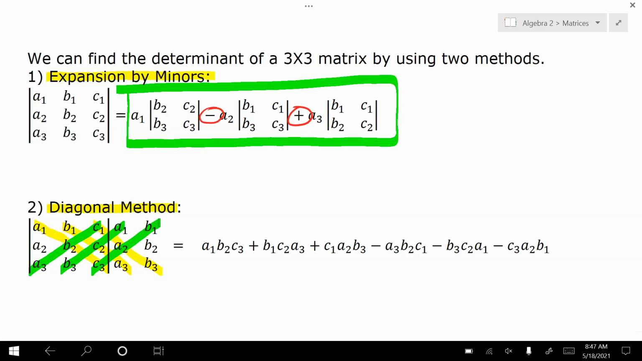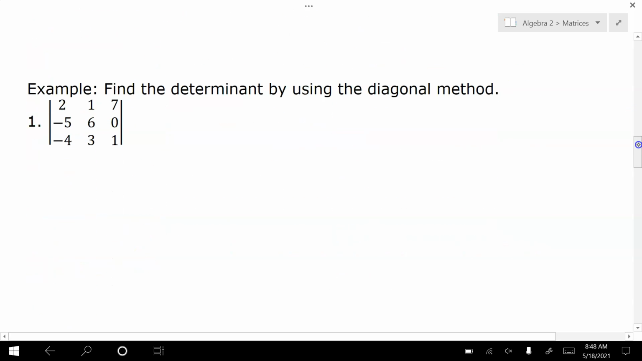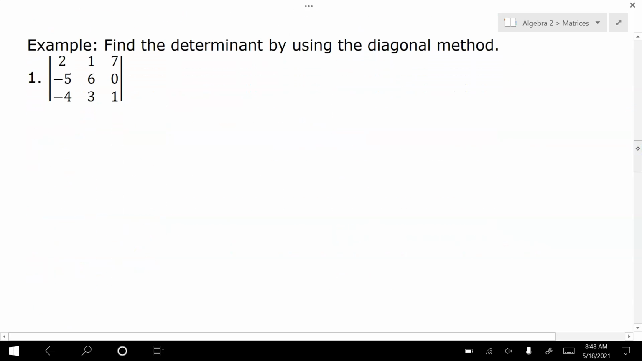So again, when you're doing either method here, be really careful and aware of the signs, because in some places there's plus and sometimes there's minus. You've got to make sure that you have the right sign in the right spot. I'm going to show you examples of both. We're actually going to start with the diagonal method. If we turn the page over, we're going to find the determinant by using the diagonal method for this one. And then I'm going to give you one that you can try using just the diagonal method.